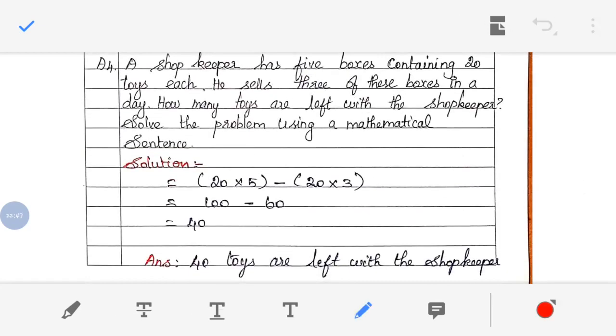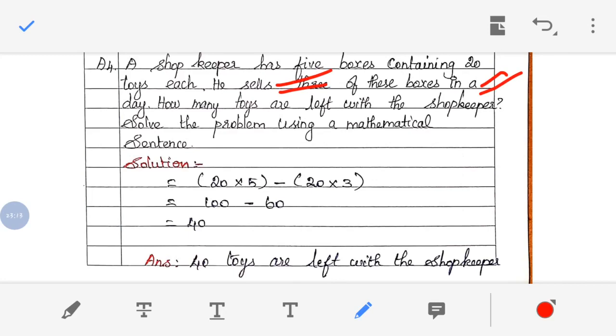A shopkeeper has 5 boxes containing 20 toys each. He sells 3 of these boxes in a day. How many toys are left with the shopkeeper? Solve the problem using a mathematical sentence. So how many boxes does the shopkeeper have? 5 boxes. In one box, how many toys were there? 20 toys. So 20 into 5.